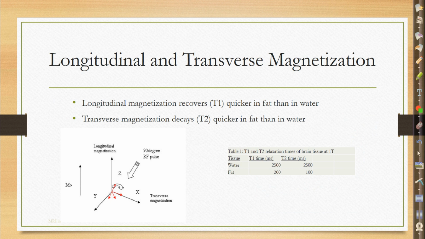So here's just a quick little chart for our T1 and T2 times for fat and water at 1 Tesla, because these are always going to be field strength dependent. So all these times are going to change depending on your field strength. So always make sure you have some kind of field strength associated with these values. And that's because of our Larmor equation. Remember, everything is associated by our static magnetic field.